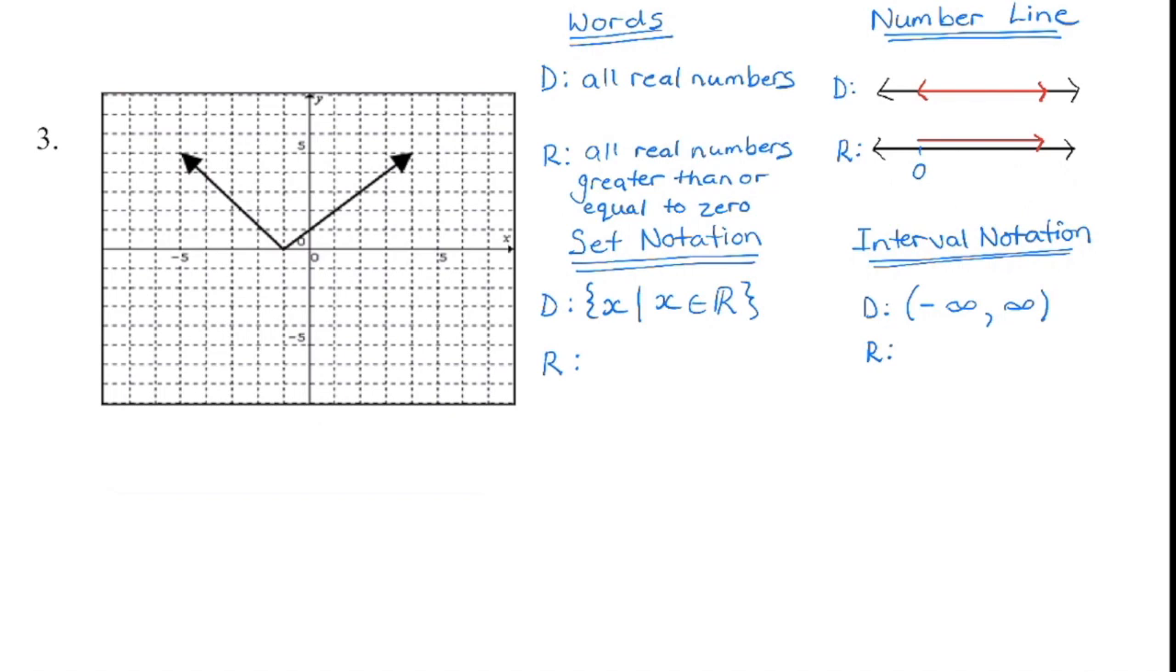In set notation now, we're going to say the range is a set of y values such that, and again, you're basically taking what we wrote here and you're putting this into symbolic notation. So we're going to say y is greater than or equal to 0, and y is an element of the real number system. In previous years, sometimes they tell you these are alligator mouths and they're eating the bigger number.